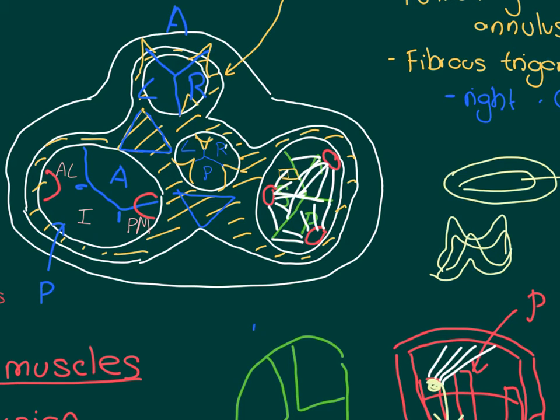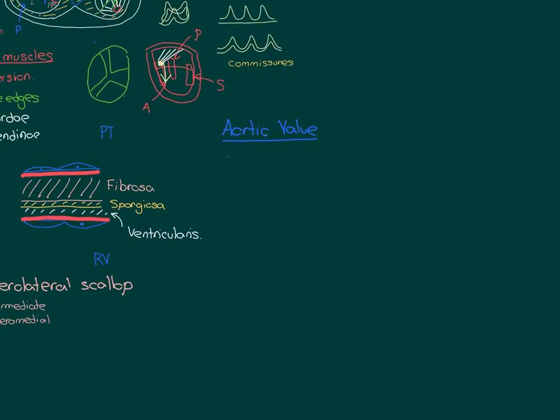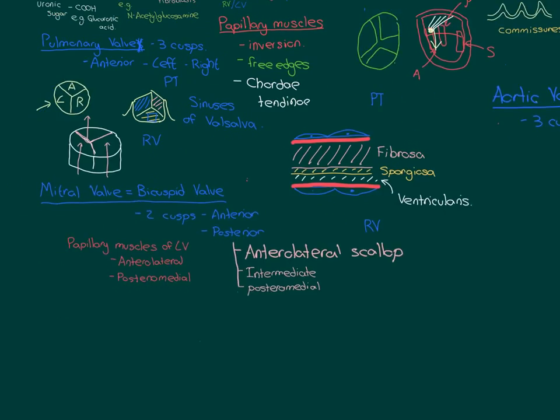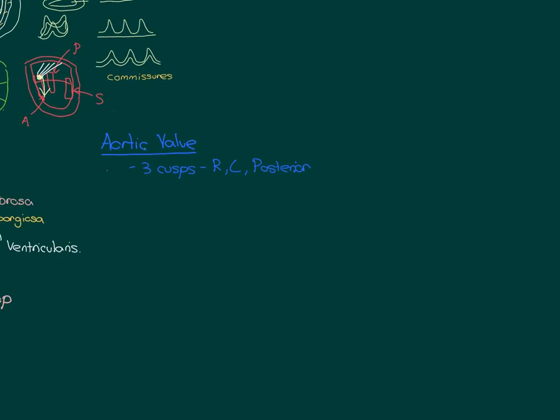So these are the left and right cusps of the aortic valve and the posterior cusp of the aortic valve. So the aortic valve, again, it has three cusps. Their names are the right and left. I'll just put R and L, and then also the posterior cusp. Okay, and if I was to draw a picture, it would look exactly like this, except a mirror image of this. So I will actually draw you a separate picture out over here.